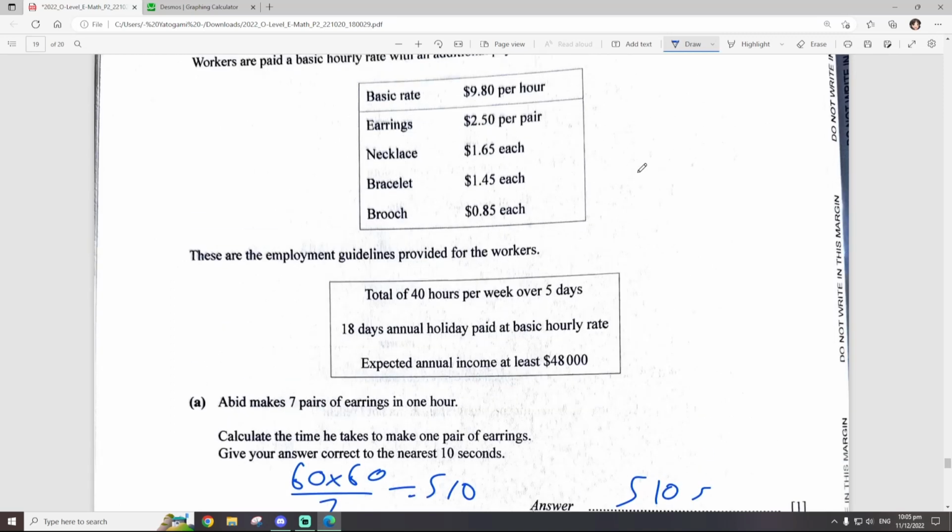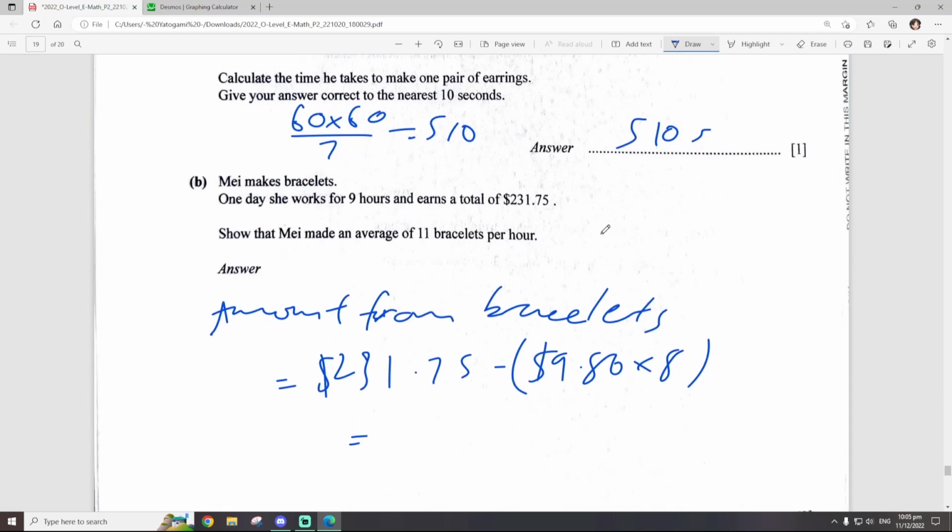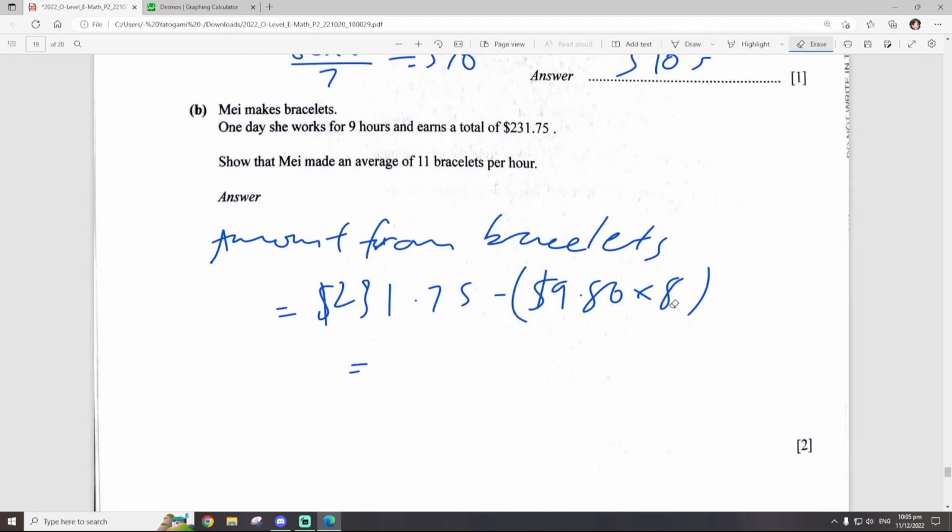I think I did something wrong. Oh, it's times 9. Okay, sorry. 231.75 minus 9.8 times 9. You will get 143.55.